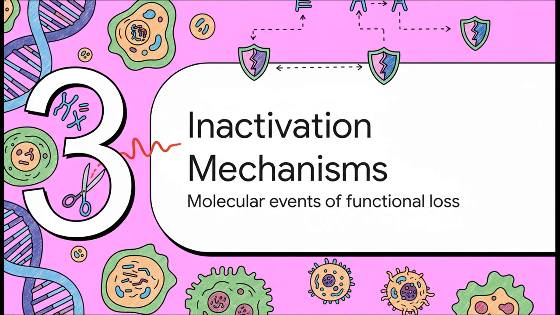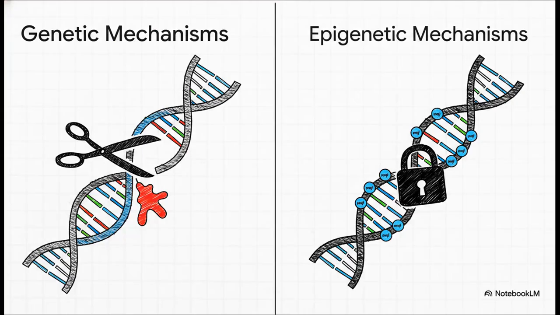Now, let's examine the specific molecular events that lead to the functional loss of tumor suppressor genes. Inactivation can occur through 2 primary pathways. You have genetic mechanisms, which involve direct changes to the DNA sequence itself, like mutations or deletions. Then you have epigenetic mechanisms, which silence gene expression without altering the DNA sequence, for example, through promoter hypermethylation.